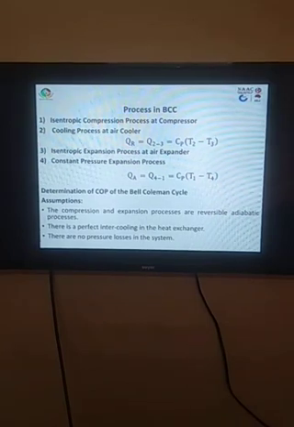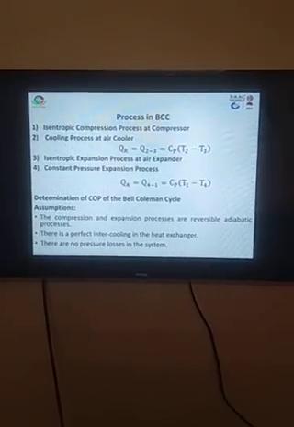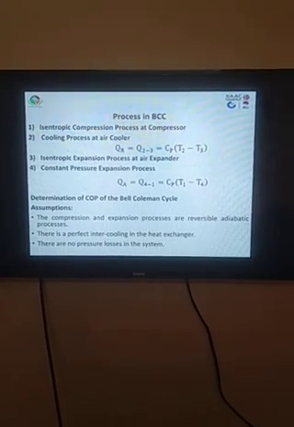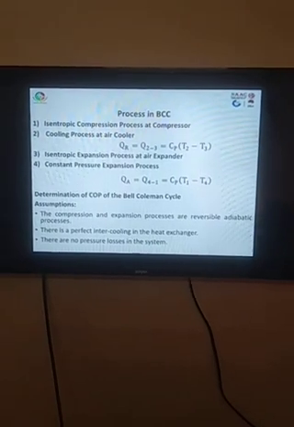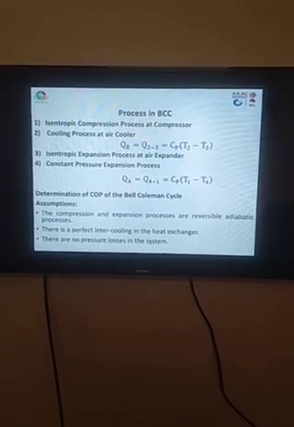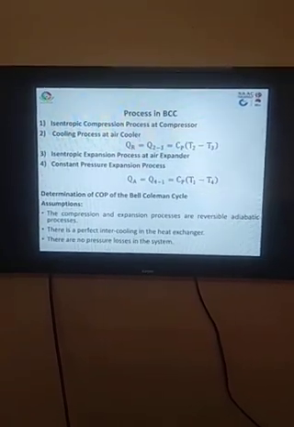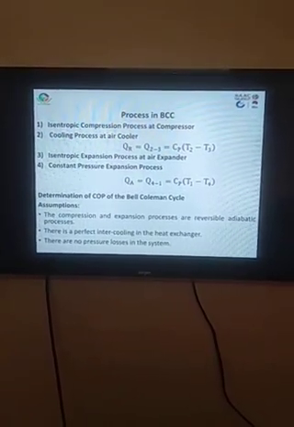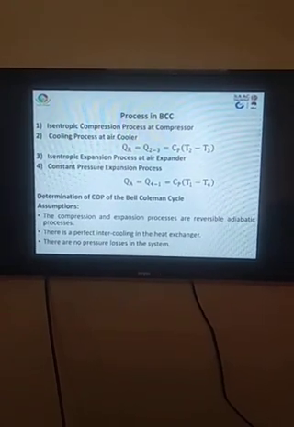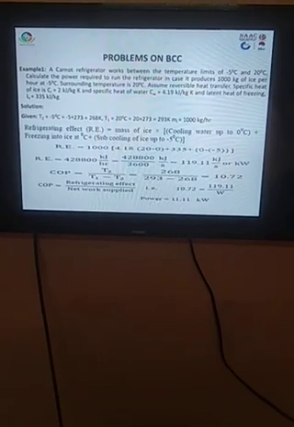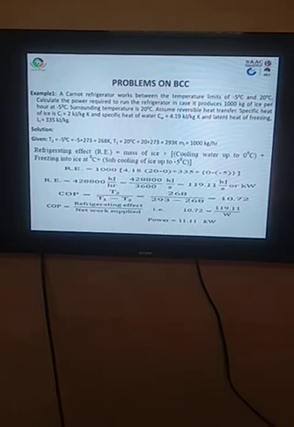In the cooling process, the heat rejected is calculated as QR is equal to Q suffix 2 to 3, which is equal to Cp into T2 minus T3. Then the heat absorbed process, that is constant pressure expansion process, where the heat absorption is calculated as Q suffix A equal to Q suffix 4 to A, which is equal to Cp into bracket T1 minus T4. Now, in this lecture, we will solve some numericals on Bell-Coleman cycle.